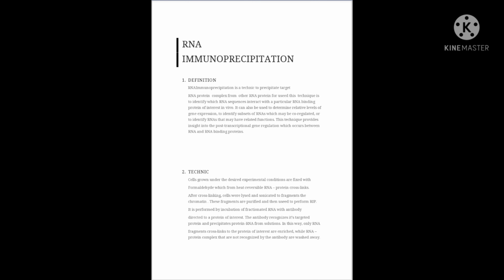Welcome to bioanalysis. In the previous lecture we talked about chromatin immunoprecipitation, co-immunoprecipitation, and the general mechanism of immunoprecipitation. Today our topic is RNA immunoprecipitation. What is RNA immunoprecipitation? RNA immunoprecipitation is a technique to precipitate a target RNA-protein complex from other RNA-protein complexes.